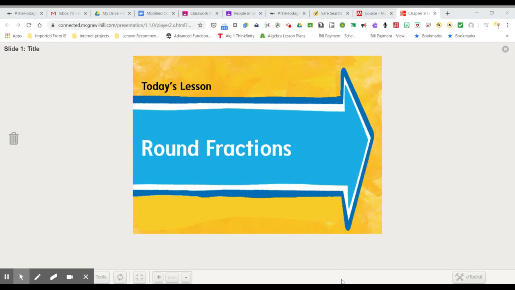Good morning, everyone. We are going to be looking at rounding fractions today. So if you could open up your books to Chapter 9, Lesson 1, go ahead and pause the video to find that page. While you're doing that, I'm just going to fast forward a little ahead here.